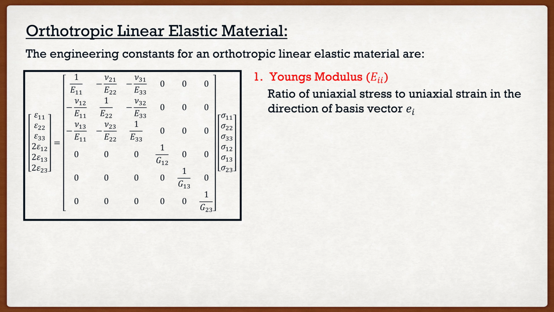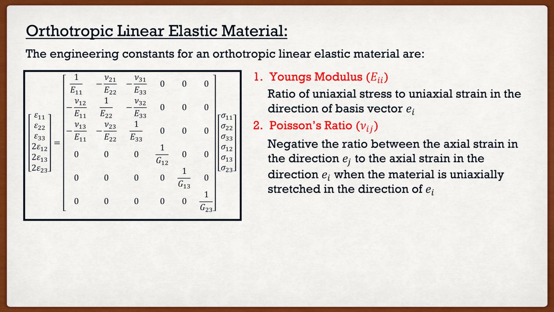Now, what is the Young's modulus? Well, it's simply the ratio of uniaxial stress to uniaxial strain in the direction of basis vector ei. Nice and easy. The second one that we can see there looks like a V, but it's actually the Greek letter nu, which we have called nu ij, or the Poisson's ratio. So what is this? Well, this is the negative ratio between the axial strain in the direction of ej to the axial strain in the direction of ei when the material is uniaxially stretched in the direction of ei. Now that's a lot of words. No one likes all those words. However, it's actually pretty easy.